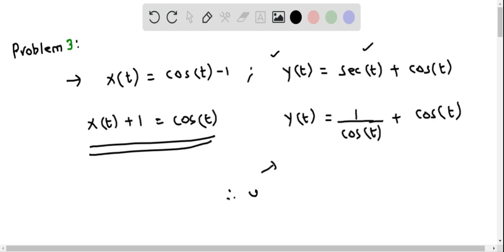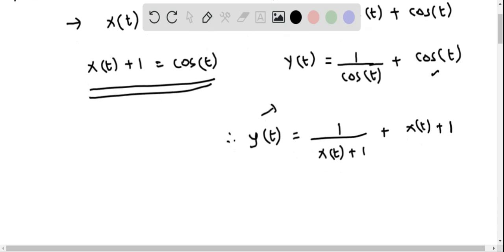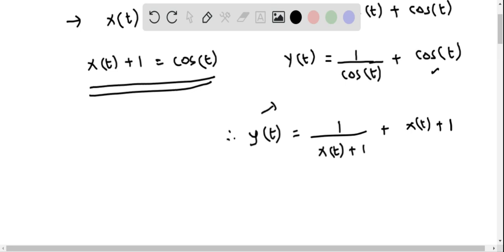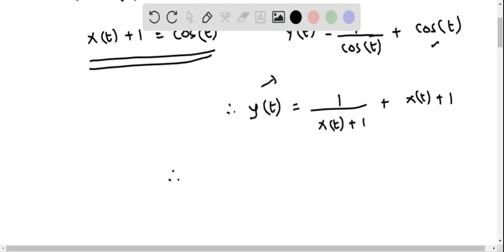So therefore I can rewrite the second equation: y of t equals 1 over cosine t, which is x of t plus 1, so I put this as x of t plus 1, and also replace this cosine t by x of t plus 1. Now we can write this in the format of x and y by replacing y of t as y and x of t as x. So therefore we will have y equals 1 over x plus 1, plus x plus 1.